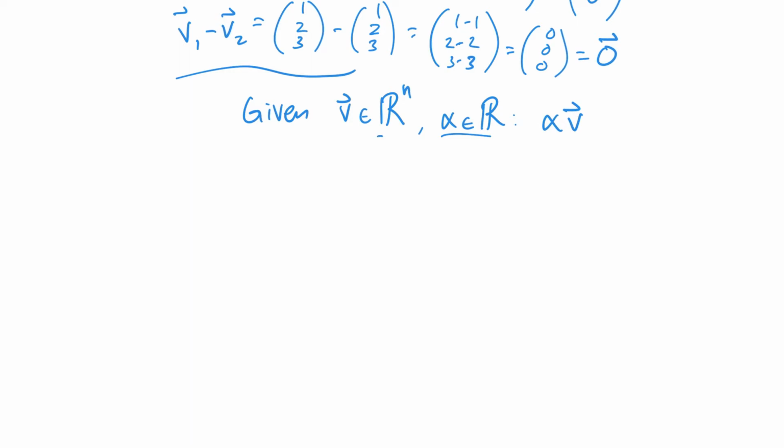So v, being in Rn, could be written as v1, v2, up to vn. Well, what would alpha, some real number, times all these entries be? I think the most sensible thing we could do is to bring it inside to all of the entries. So that'd be alpha v1, alpha v2, all the way up to alpha vn.